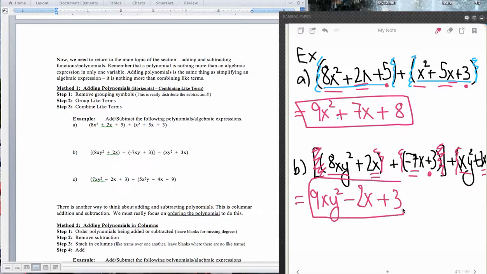Now the next one we'll do in the next video, and it's a subtraction one, so we're going to have to remove that grouping symbol by distributing the subtraction through.